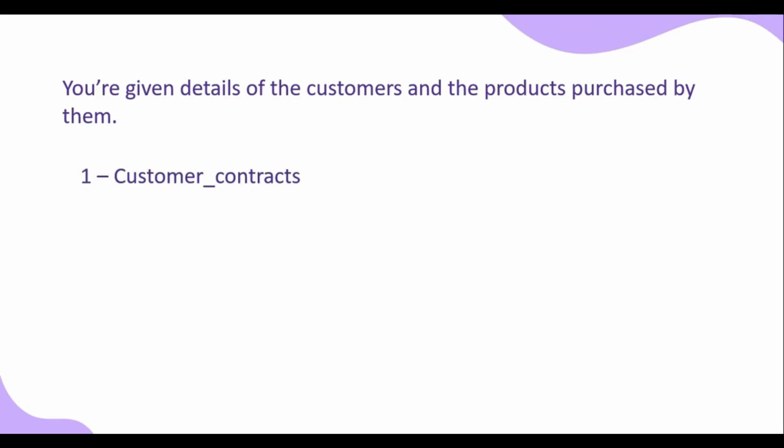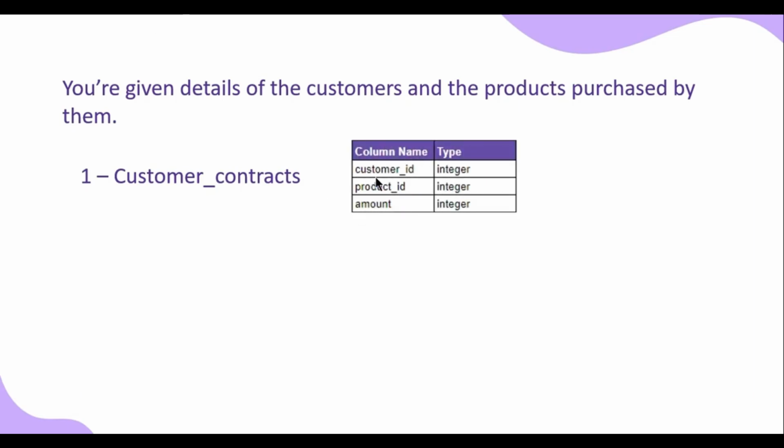One is the customer contracts table. This is the name of the table, and this table contains records of each customer purchase details, including the customer ID, product ID, and amount. So these are the columns which are present in this particular table: the customer ID, product ID, and the amount.